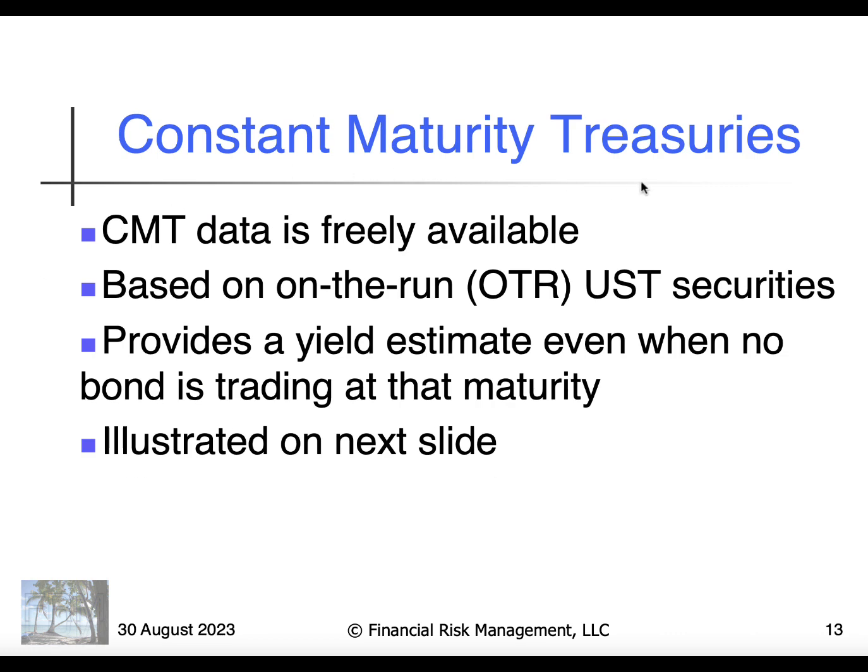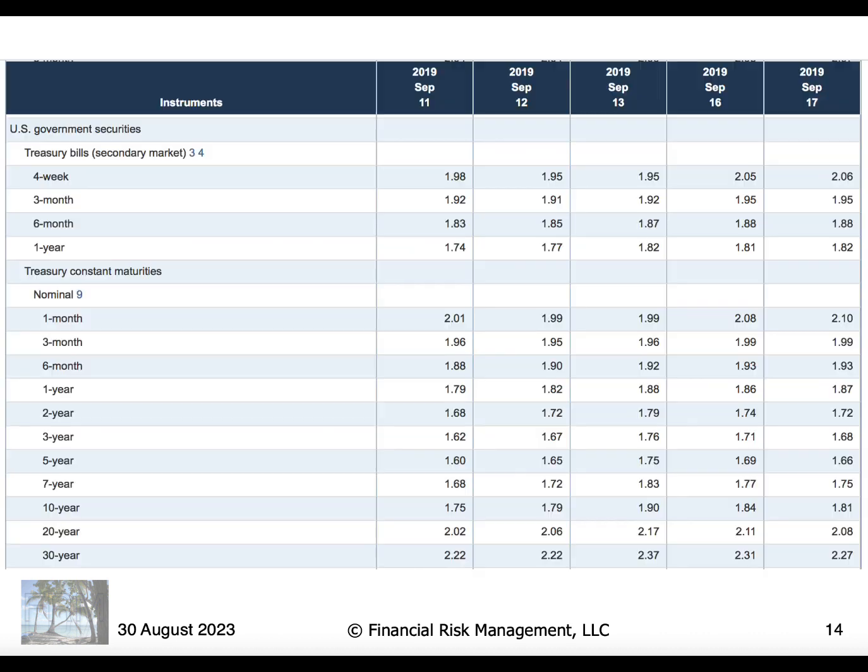Constant maturity treasuries are freely available in the H15 file. They are based on U.S. Treasury securities, and they provide a yield estimate even when no bond is trading at that maturity. This is taken from the H15 file from the Board of Governors of the Federal Reserve.